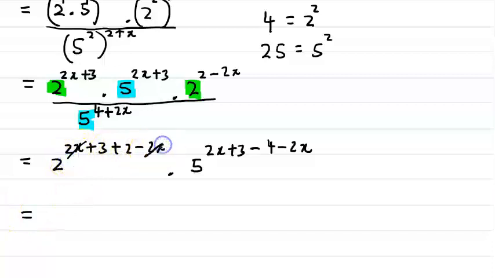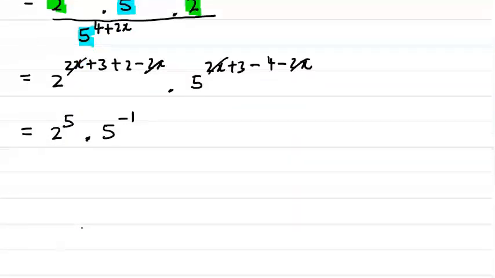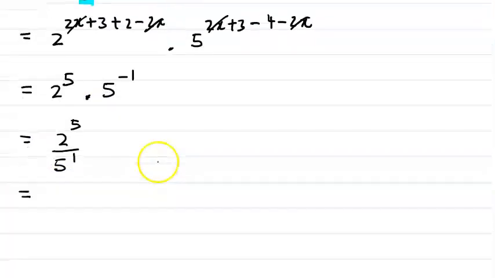2x minus 2x cancel, so I'm left with 2 to the 3 plus 2, which is 5. So 2 to the 5. And here, 2x minus 2x is 0, so I'm left with 3 minus 4, which is minus 1, so that's 5 to the minus 1. So let's simplify. Remember the law for negative exponents. We're going to be left with 2 to the 5 all over 5 to the 1. And 2 to the 5 is 32.